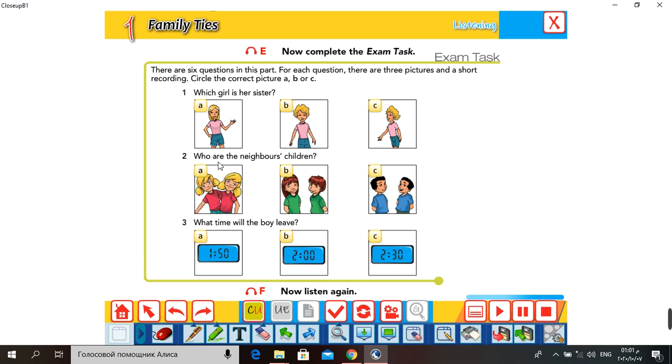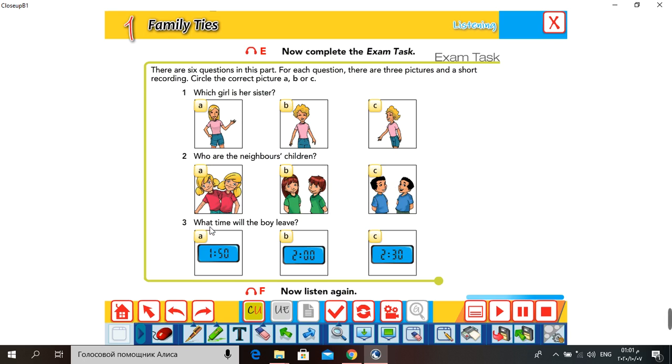Question number 2, who are the neighbors' children? So in these three pictures, you have here twin sisters, here a boy and a girl, and here twin brothers. So in each picture we have two siblings, but they are different, either two girls, a boy and a girl, or two boys. So that's the difference.